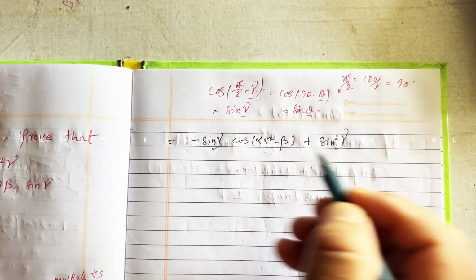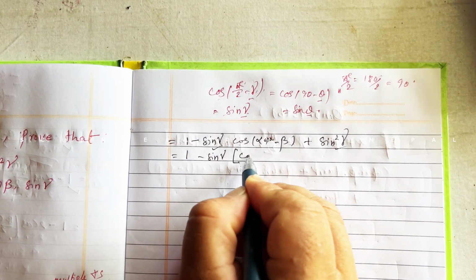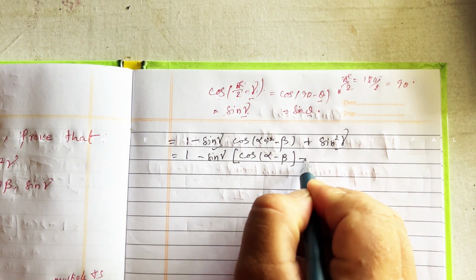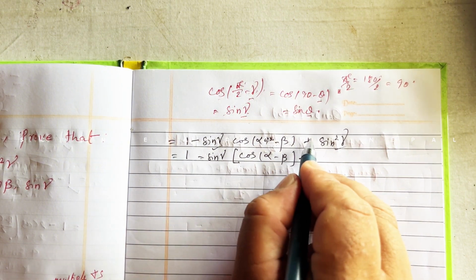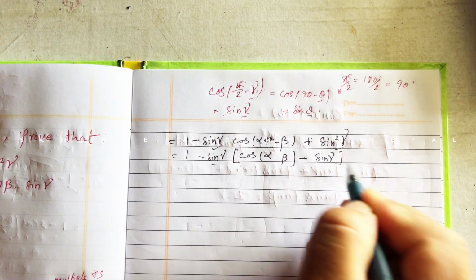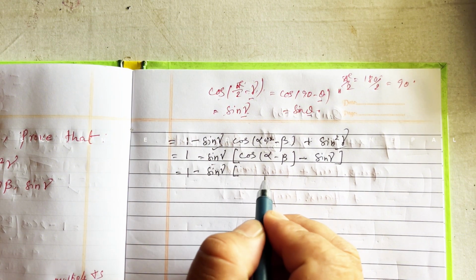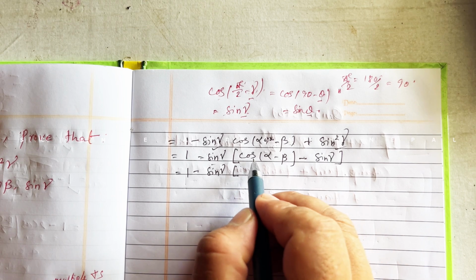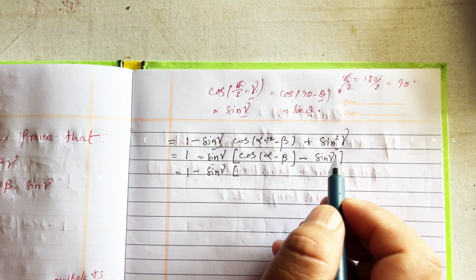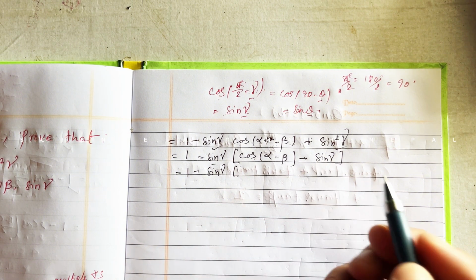See, now we have a common term. Taking minus sin gamma common, here we have cos(alpha minus beta). If negative is taken common out of positive, the sign will be negative because minus times minus is plus. Out of sin square gamma, sin gamma is taken common, remaining is sin gamma, which gives 1 minus sin gamma. Okay, further, cos(alpha minus beta) minus sin gamma. Now it is in the form of cos C minus sin D. There is no such formula.